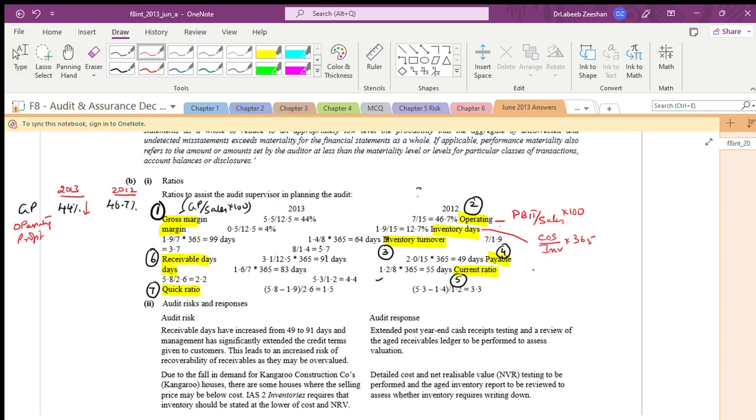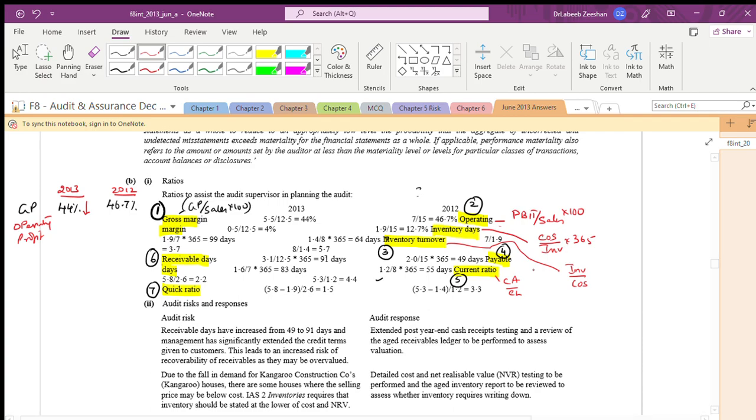Inventory turnover is inventory divided by cost of sales, it will be in times. Okay, current ratio, current assets divided by current liabilities.